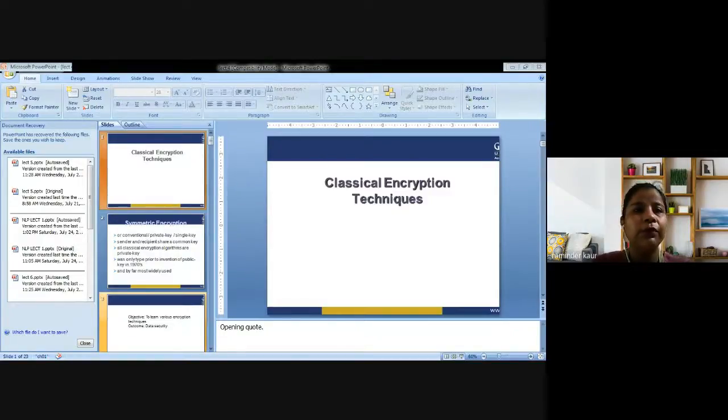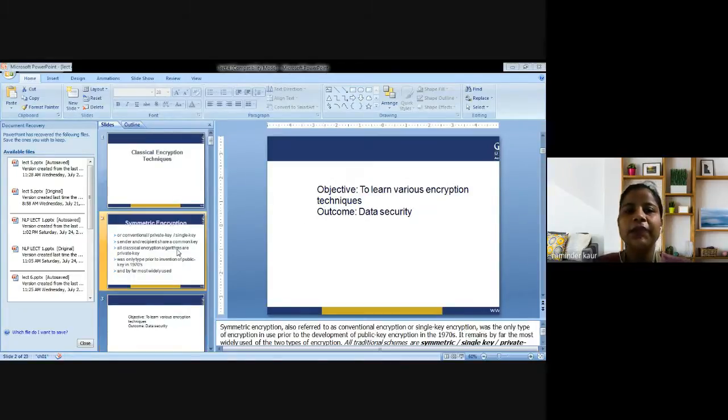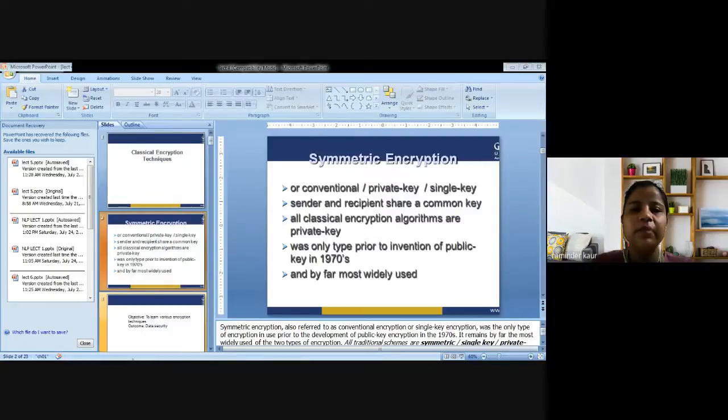Today I'm going to discuss classical encryption techniques in network security and cryptography fundamentals. So what are those techniques and what is the objective of learning the same? In that manner, we will learn various encryption techniques, and the outcome could be that higher data security could be achieved.